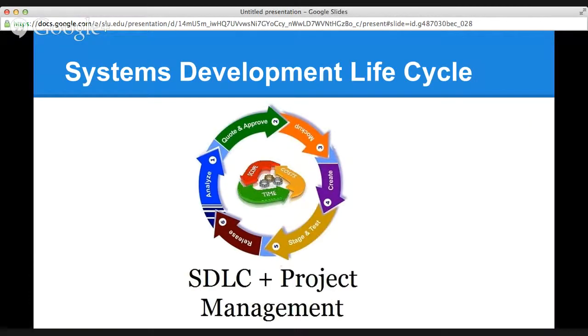The systems development lifecycle is a staged process for creating, developing, and improving an information system that consists of hardware only, software only, or both combined.